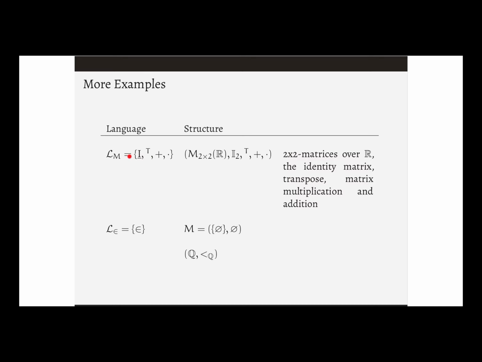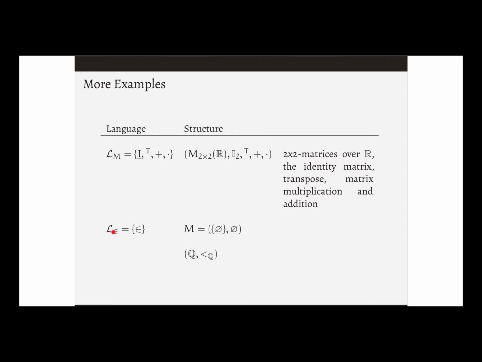Let's look at a few more examples. Here we have a language of matrices: a constant symbol, a unary function, and two binary functions. A standard structure for that language would be, for example, the real-valued 2 by 2 matrices. We interpret the constant symbol as the 2 by 2 identity matrix. T would then be interpreted as matrix transposition, and the two binary symbols would be interpreted as matrix multiplication and addition.